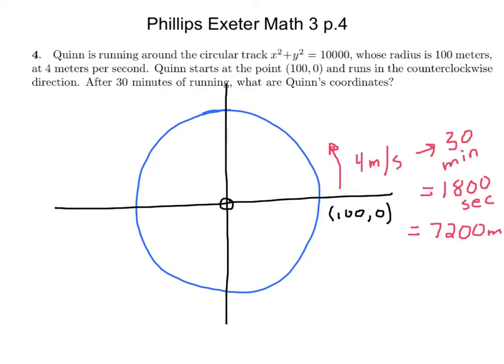Okay, so now we know how far Quinn runs. Now what do we have to do? Find the circumference of the track. So the circumference is pi times diameter, or 2 pi r, so 2 radius. So the diameter is what? 200. So I'll just go 200 pi. That's the circumference of the circle, 200 pi meters.